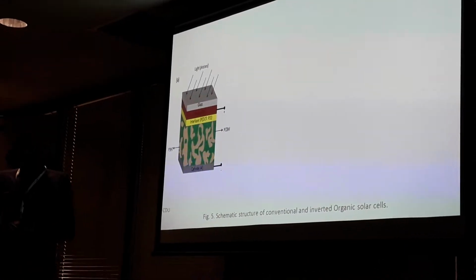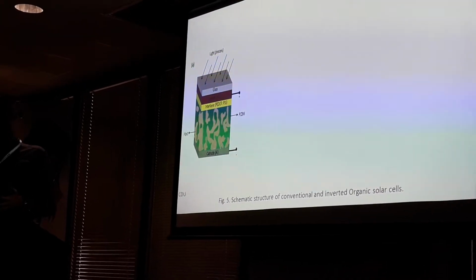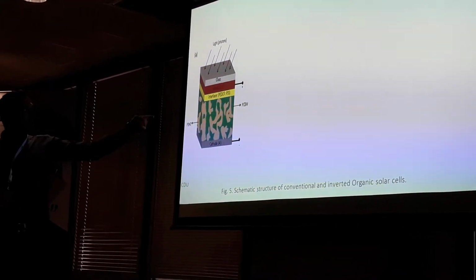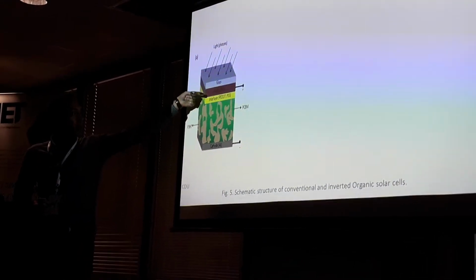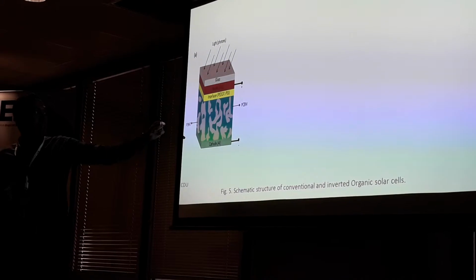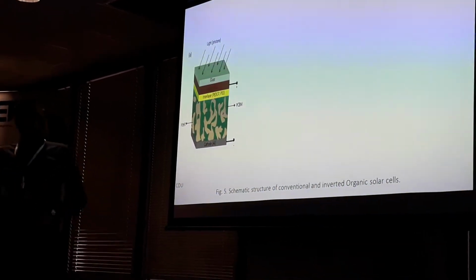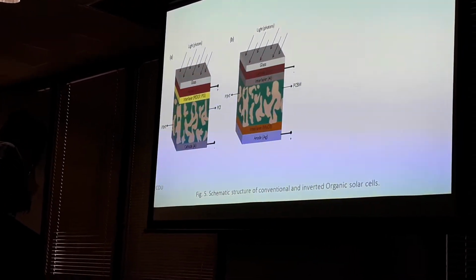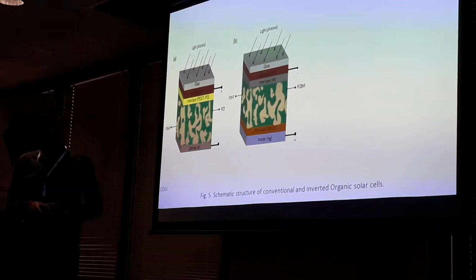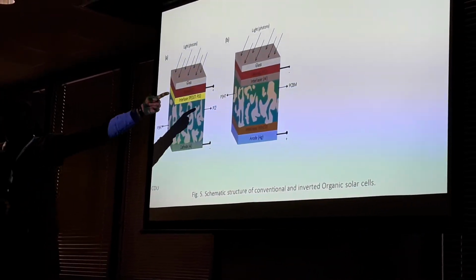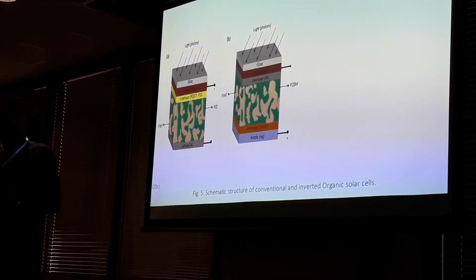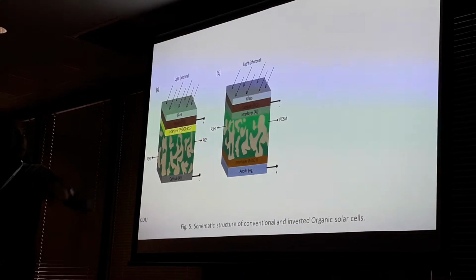This figure is showing the schematic structure of a conventional organic solar cell. In a conventional organic solar cell, the anode is deposited on the glass, therefore after creation of holes and electrons, holes are traveling to the top. But another structure is the inverted structure. In the inverted structure, the charge collection is opposite, therefore on the glass, the cathode is deposited, and therefore after creation of holes and electrons, electrons are traveling to the top.